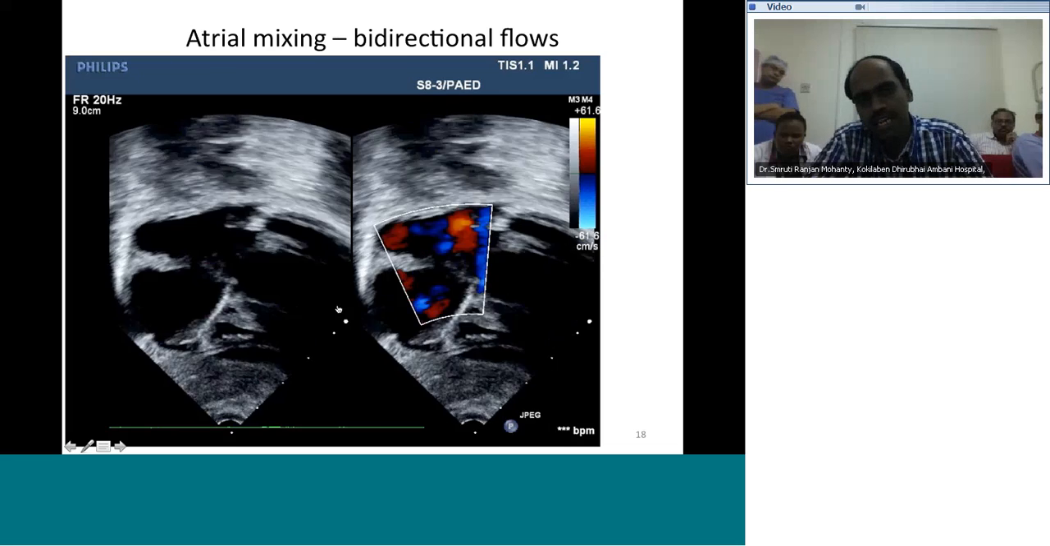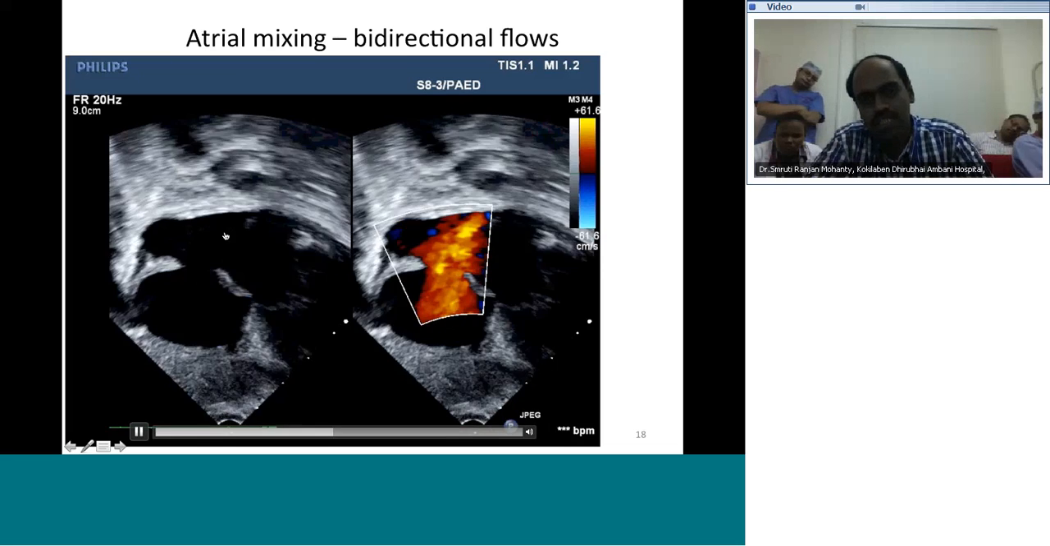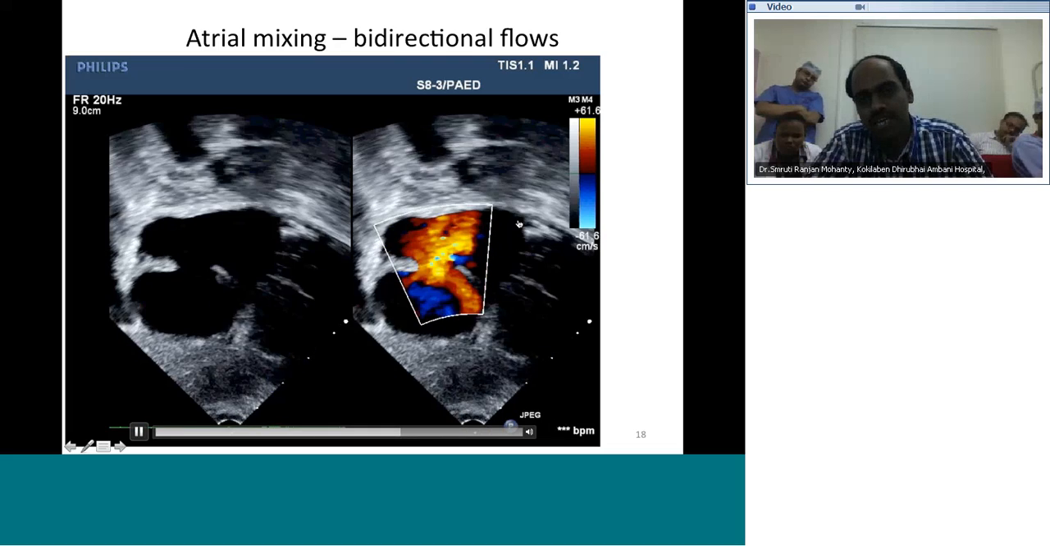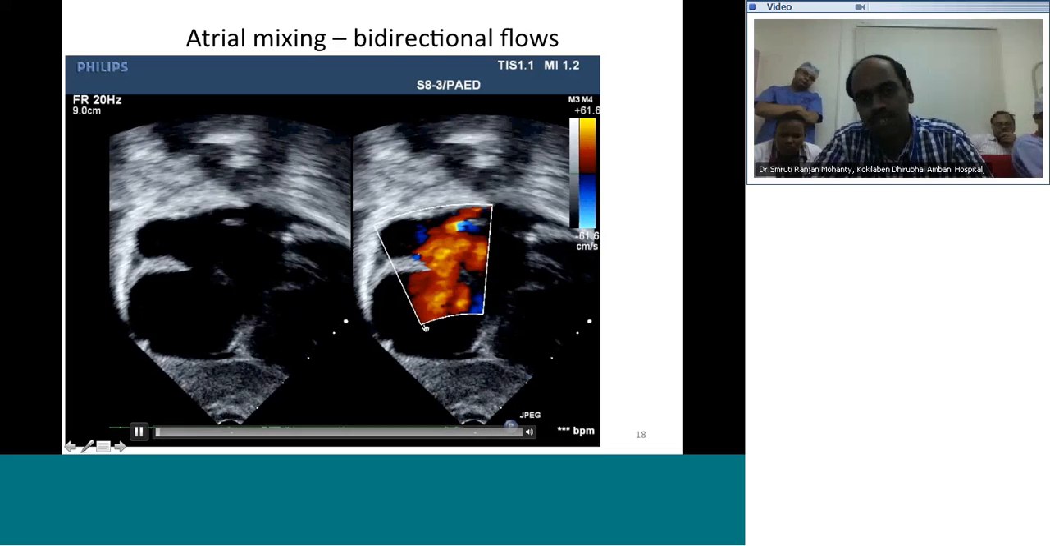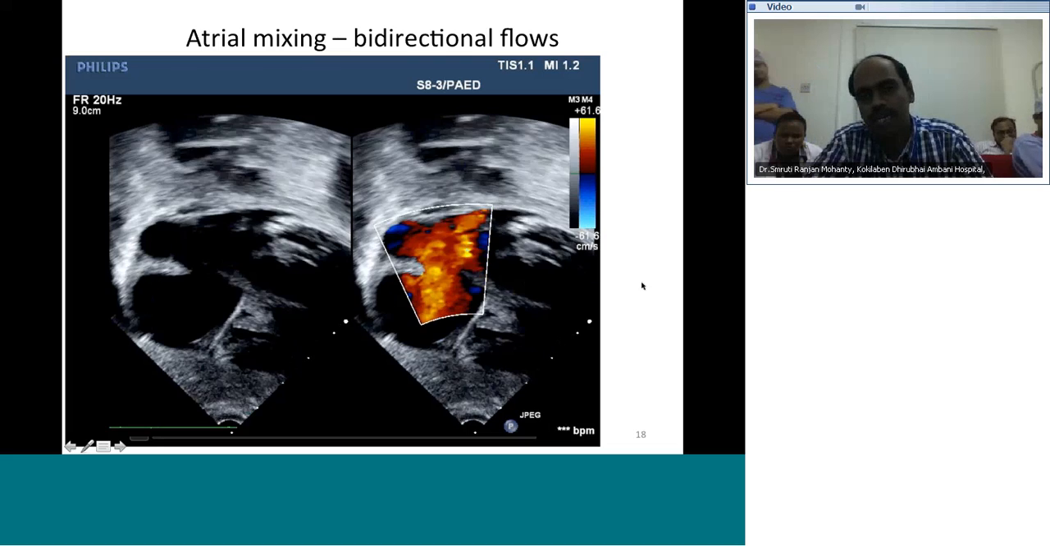This is the atrial level admixture. You can see there is this left atrium, right atrium, there is an ASD, and there is blood. Sometimes it is red, sometimes it is blue. So that is the bidirectional flow.